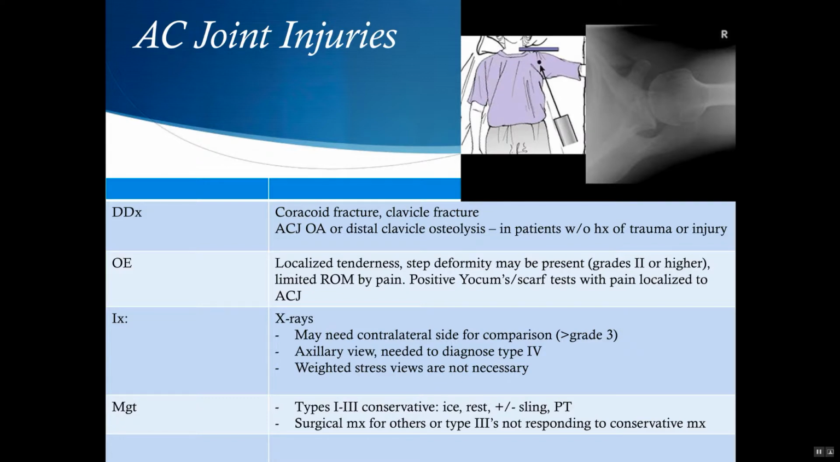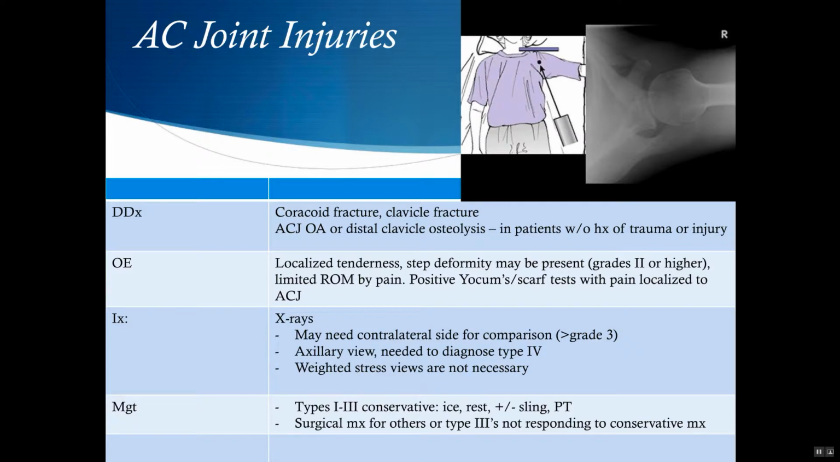On exam, you will typically find a lot of tenderness around the AC joint. There may be some bruising there. There may be a step deformity visible or palpable, especially in grades 2 or higher. Range of movement is quite severely limited in these patients due to pain. And then you may want to consider doing some special tests if the diagnosis is in doubt, such as your Wilkins-Discroft test, which will typically localize pain to the AC joint.